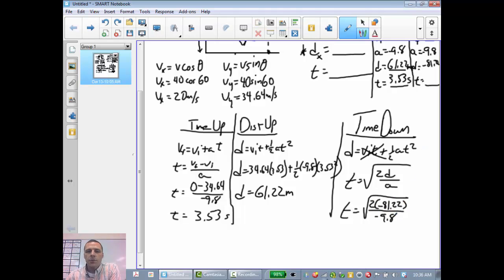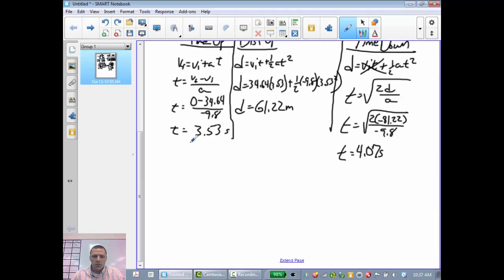And you can see why the negative for the displacement is so important, because if we have a negative acceleration and we divide that into a negative displacement, we'll get a positive time. And we're going to end up getting 4.07 seconds, which makes our total time 3.53 plus 4.07. So it comes up to 7.6, I think. Is that right? Just double checking, I think so. 7.6 seconds, close enough.